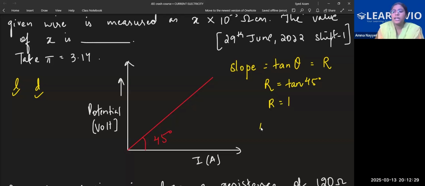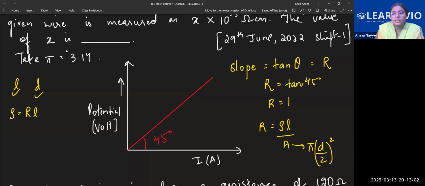And now you can connect. Resistance is rho L by A. For A, we have the diameter, that is pi r square. Now r is what? D by 2 whole square. So you need to calculate the value of resistivity from here, right? So what will the resistivity be? Resistivity will become the resistance, that is 1 only, multiplied to the length.